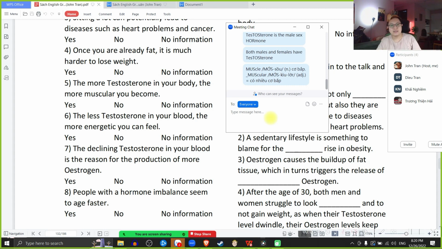Number six, the less testosterone in your blood, the more energetic you can feel. So we have the word energy. Năng lượng. So the adjective is energetic. Giàu năng lượng. Càng ít testosterone trong máu của bạn thì bạn càng cảm thấy giàu năng lượng hơn, tức là nó nhiều năng lượng, cảm thấy lúc nào cũng giàu năng lượng.